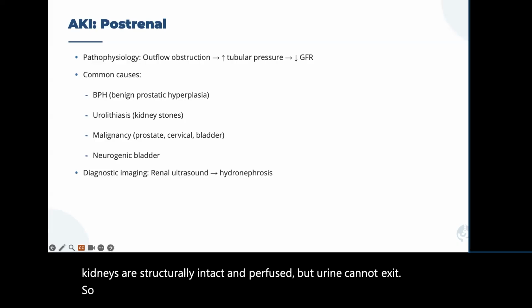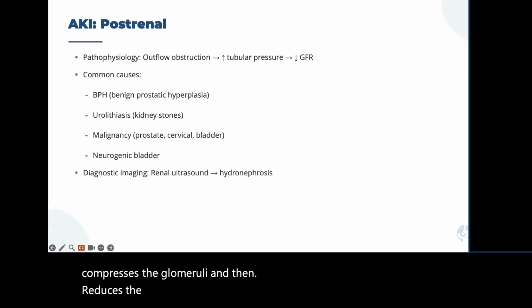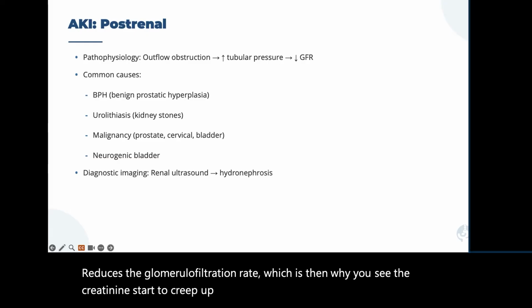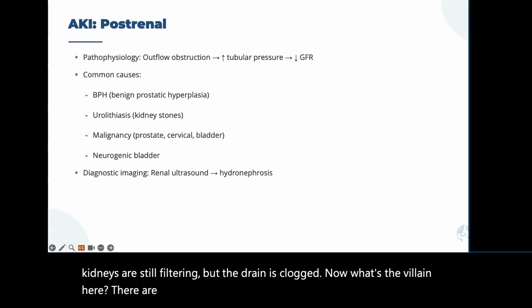So the result is pressure backup and rising tubular pressure that compresses the glomeruli and then reduces the glomerular filtration rate, which is then why you see the creatinine start to creep up. Think of this like the heart is still pumping, the kidneys are still filtering, but the drain is clogged. Now, what's the villain here? There are 4 culprits to keep in mind, maybe 5. I'm going to lump one of these 2 together.